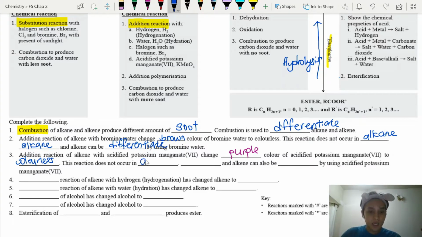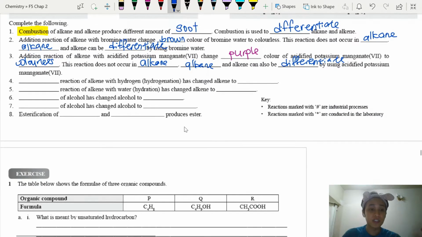Alkane does not have this reaction. Only alkene will undergo this reaction. So once again, this can be used to differentiate. Potassium manganate or potassium dichromate: if it's potassium dichromate, it goes from orange to green. So you need to remember the color change for the oxidizing agents.